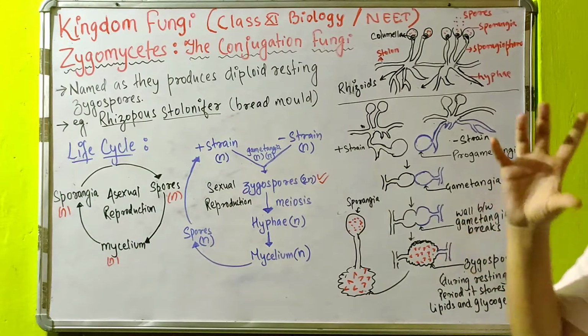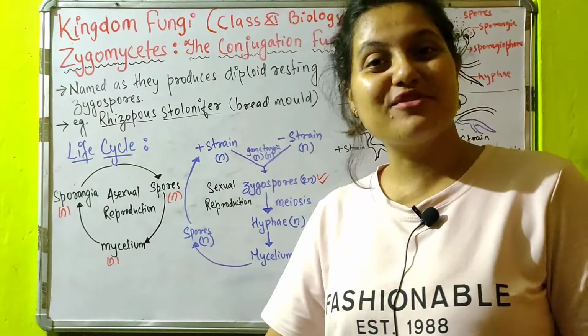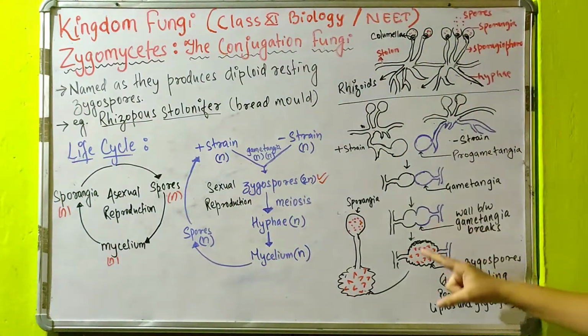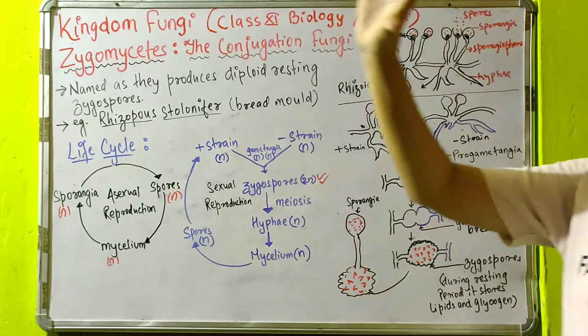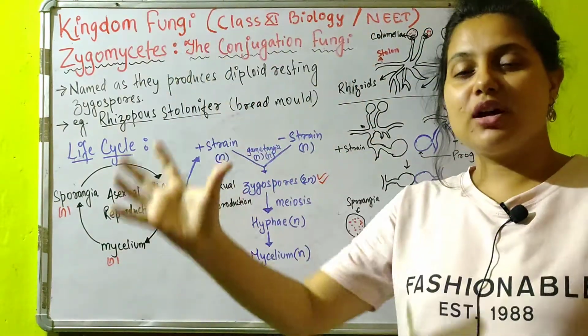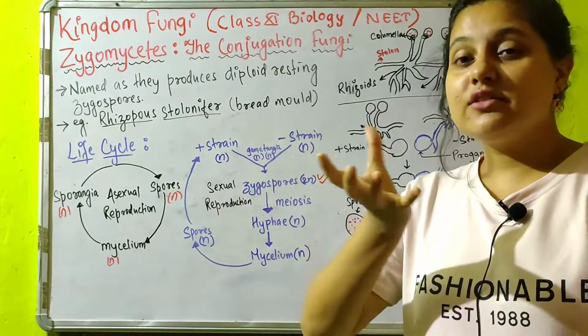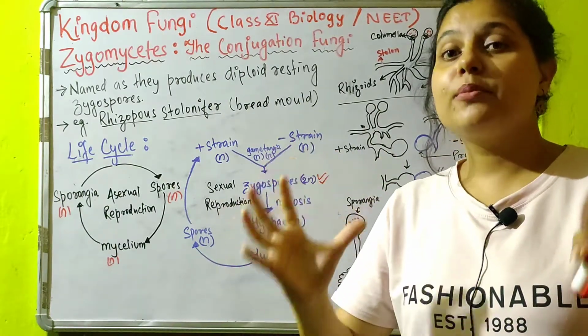Then in the next step, the main hero is formed now, that is, the zygospores are formed. You see what is the structure of zygospores? Zygospores are big. They have a fluffy mass of cytoplasm. They just rest for a long period of time.